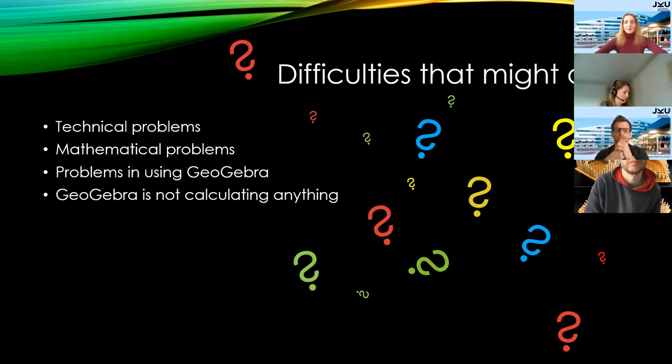After they have already answered all the questions they had before, GeoGebra might not be calculating what they wanted, or they did not enter enough information or did use the wrong command. So GeoGebra is not calculating anything, or GeoGebra just didn't calculate what pupils expected. And I also think about error messages. Another very annoying moment is when GeoGebra is just bringing an error message and you do not really know why.